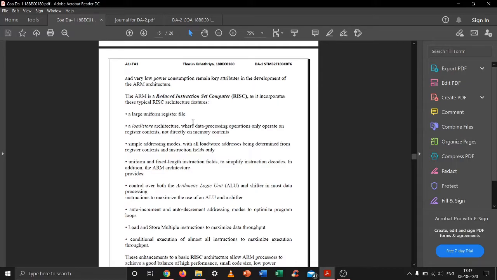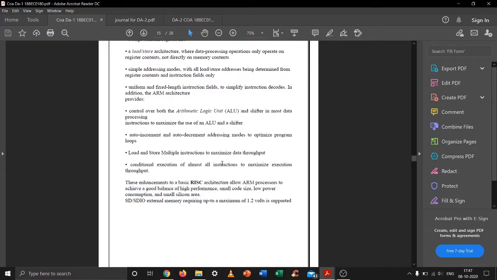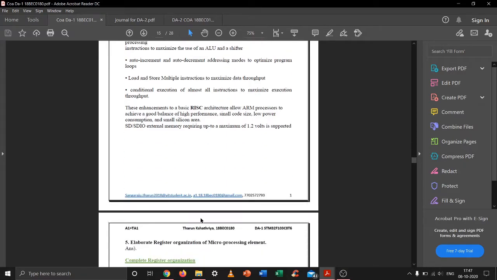It has a larger uniform register file, a load/store architecture where data processing operations only operate on register contents, not directly on memory contents. Uniform fixed-length instruction fields simplify instruction decode. In addition, the architecture provides control over both the arithmetic logic unit and shift in most data processing. Like this, there are so many features of RISC.